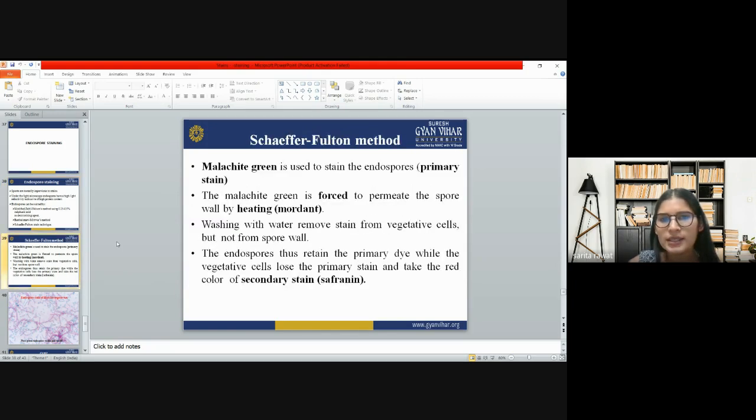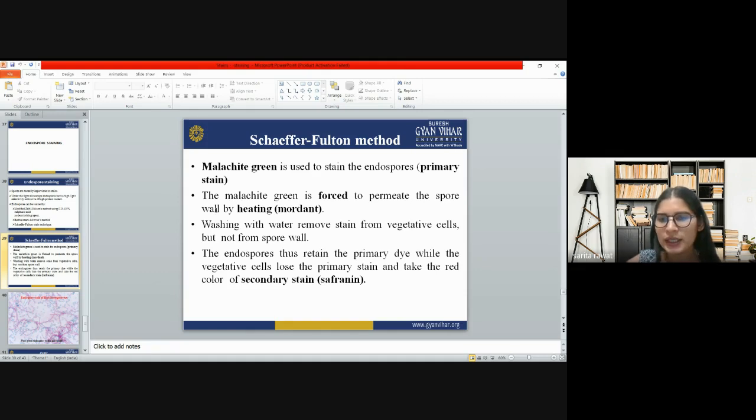Now, what is the Schaeffer-Fulton method? In the Schaeffer-Fulton method, malachite green is used to stain the endospore, that is our primary dye or primary stain.